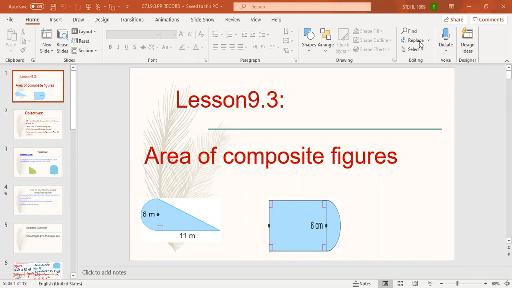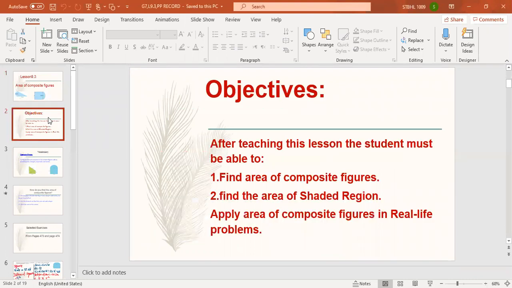Today, inshallah, we are going to summarize the work which had been done within week 6, lesson 9.3, area of composite figures. By the end of this session, you must be able to: number 1, find the area of composite figures; number 2, find the area of shaded region; and apply area of composite figures in real-life problems.